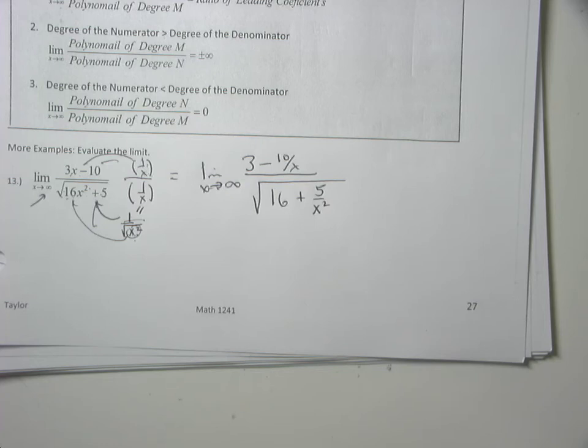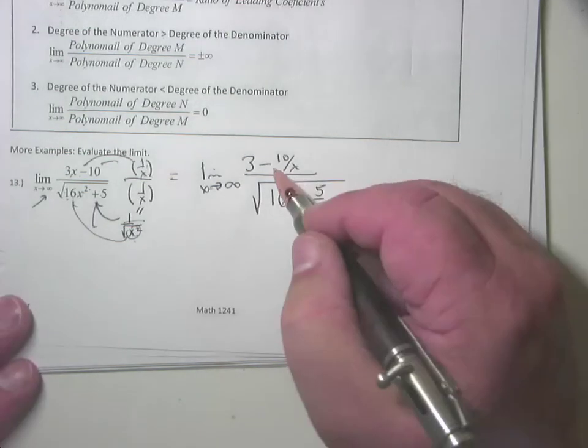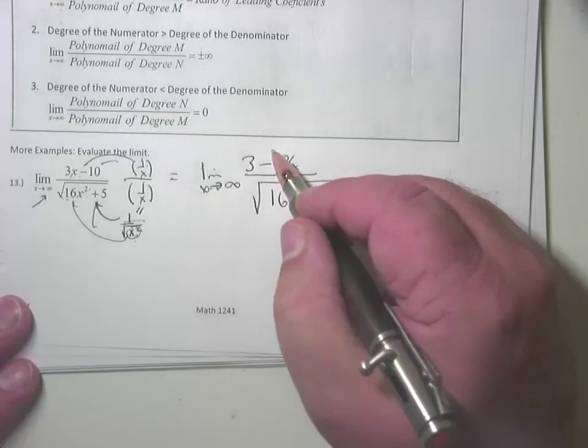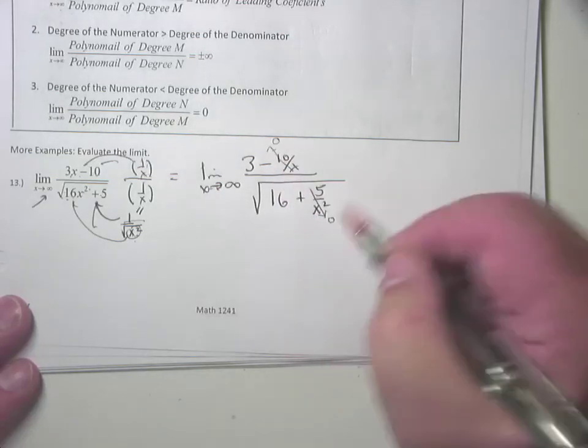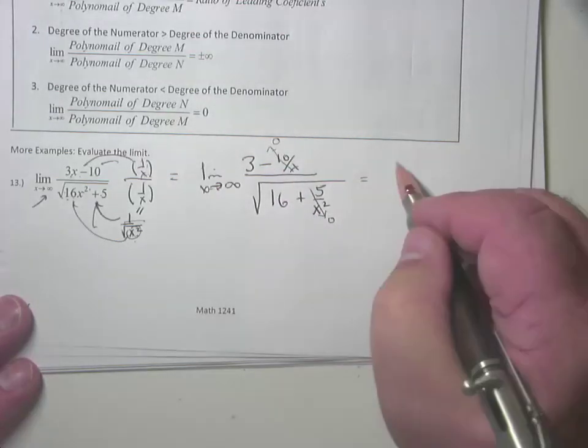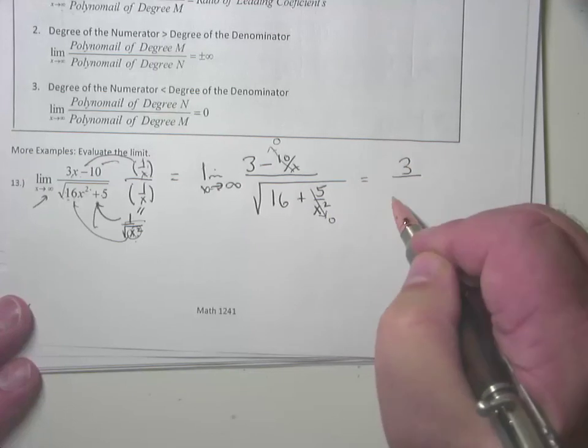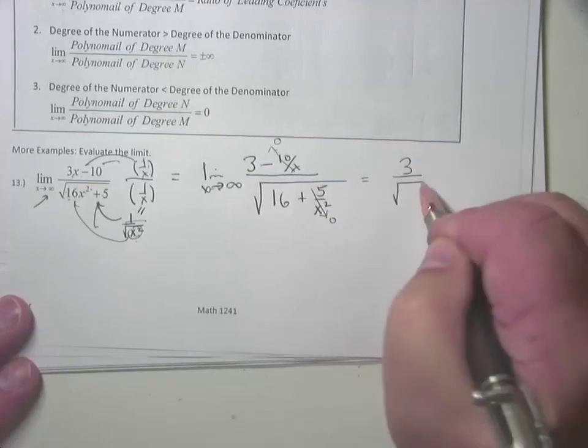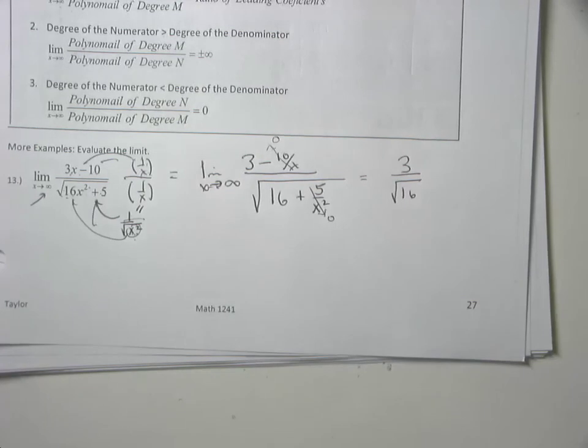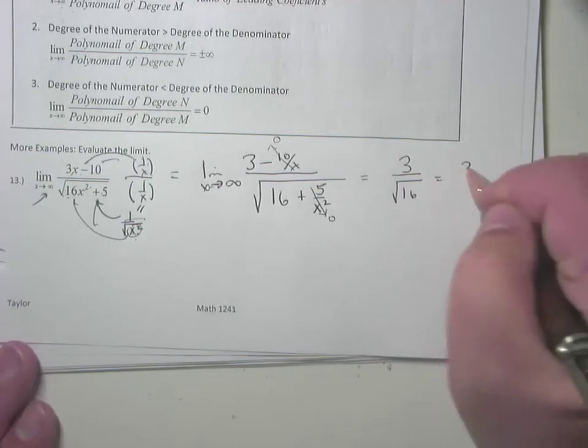Now let's do the same trick. When I take my limit as x approaches infinity, my little fractions go to 0. And what am I left with? 3 minus 0, which is 3, divided by the square root of 16 plus 0, which is the square root of 16. Clean it up. What's the square root of 16? 4. What's my answer? 3/4.